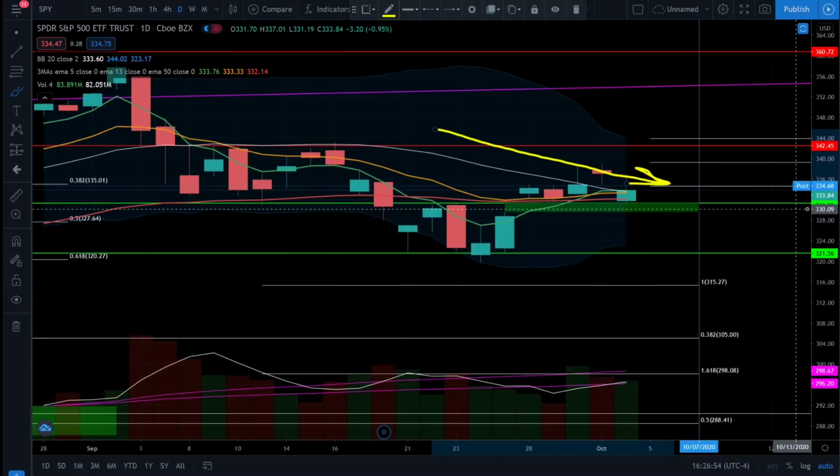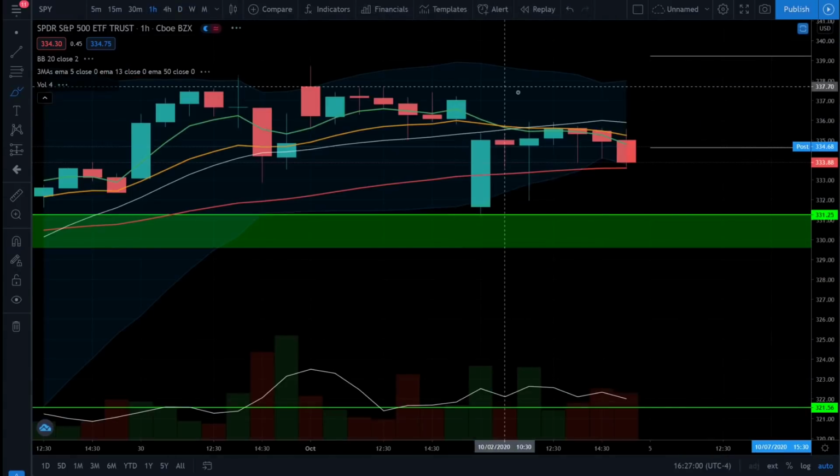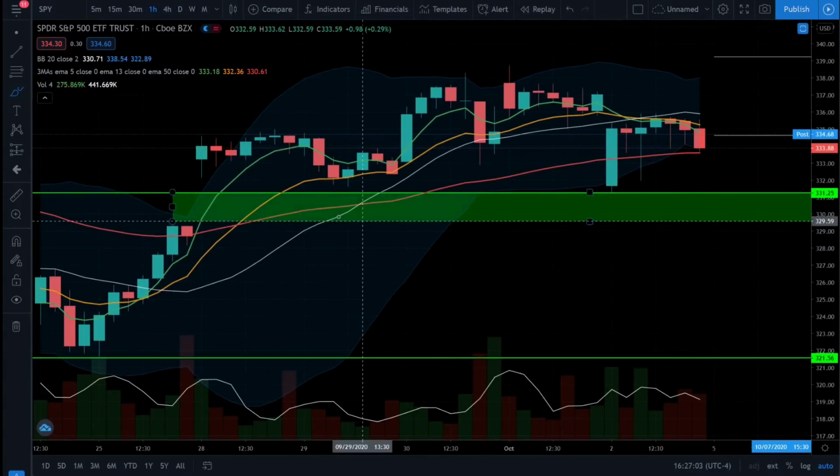However, we do have that short-term bull trend, which is starting to reverse that bearish trend, and we're starting to see some positive price action. Now, we can see that if we do switch over to an hourly chart, we are holding up above this gap, and we did test this support area, which is the top of the gap at 331, and we did get a bounce off of that level today.